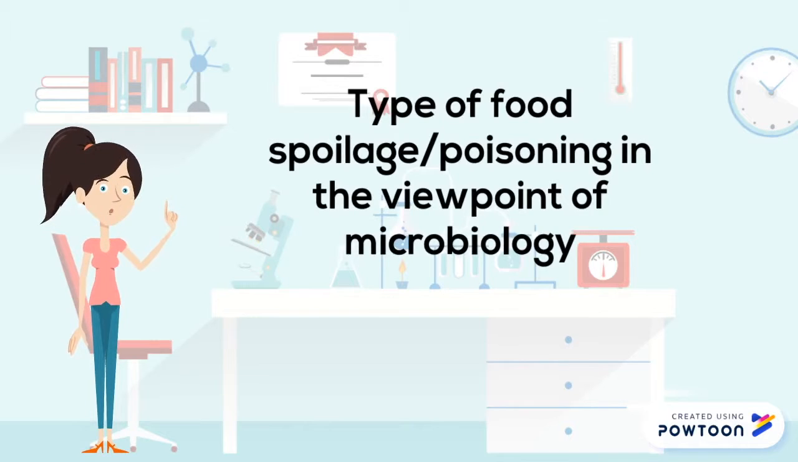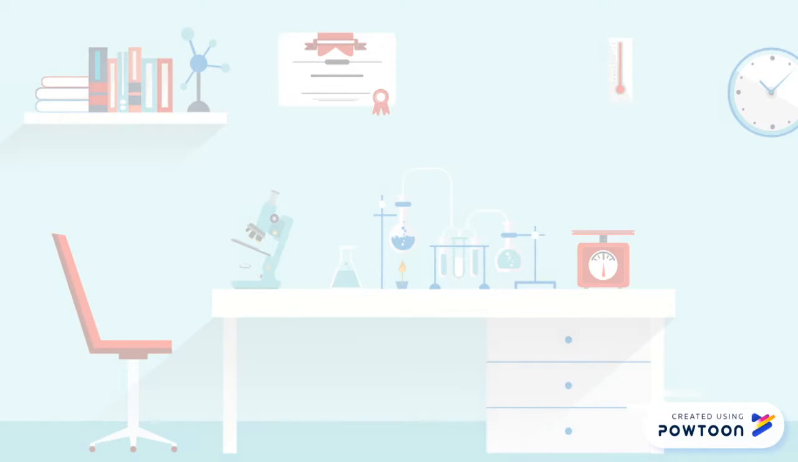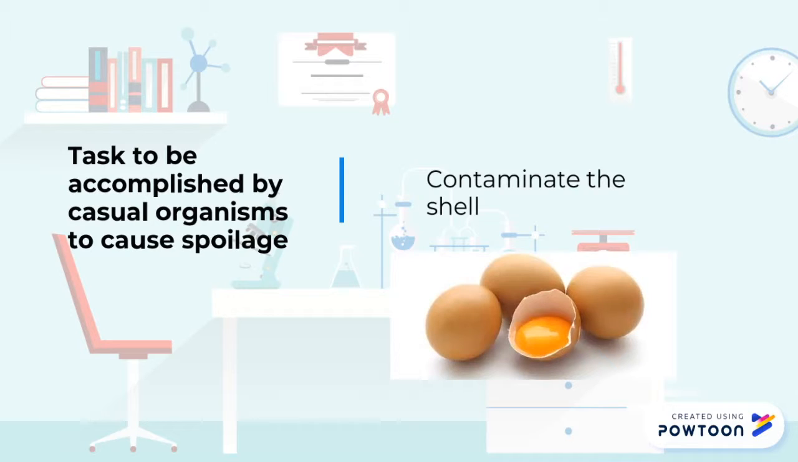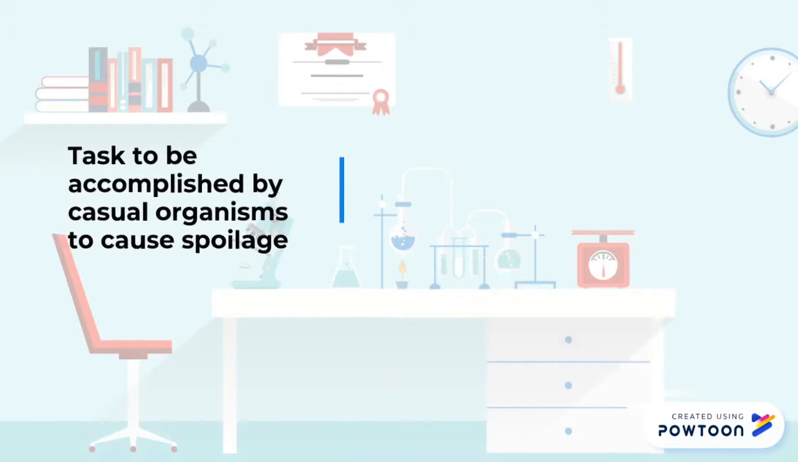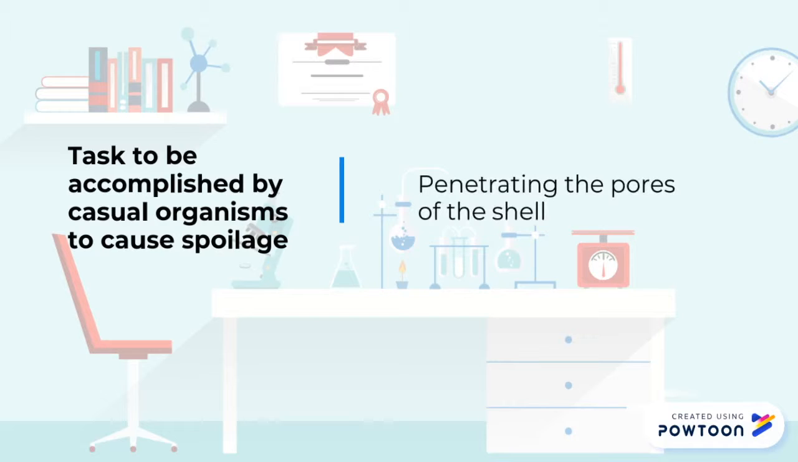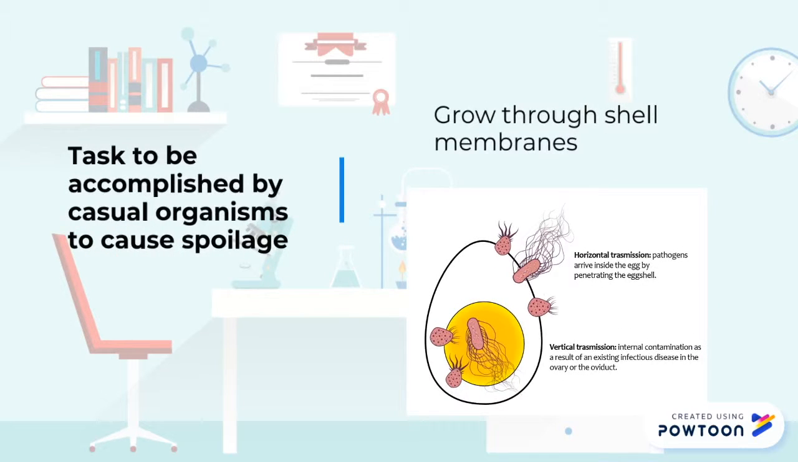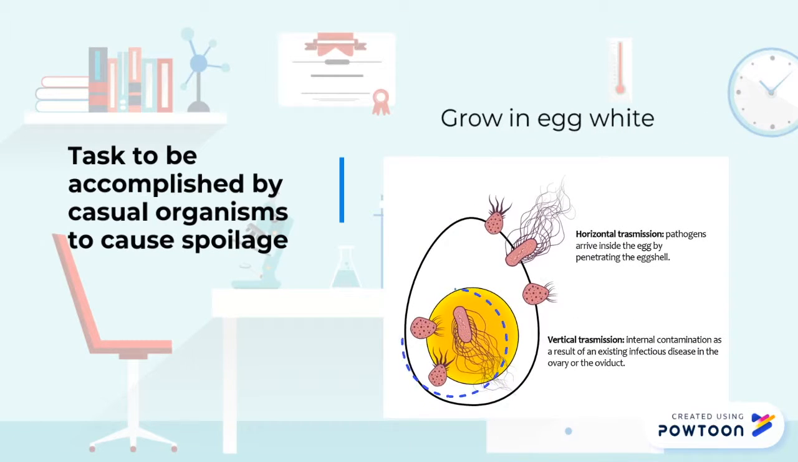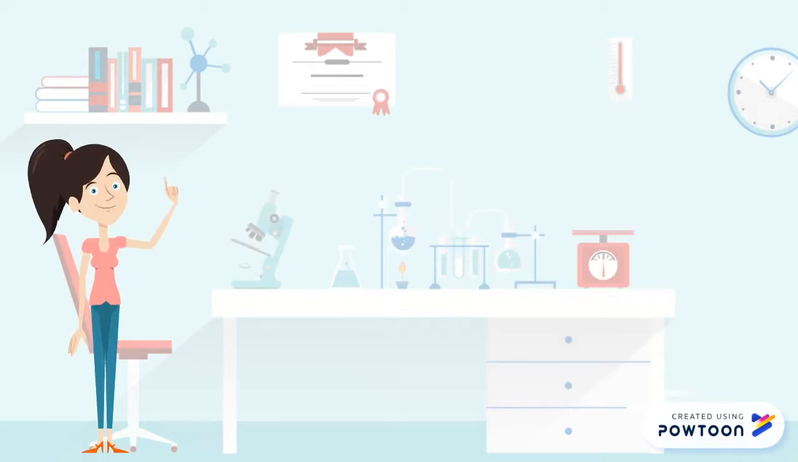Now, let's look at the type of food spoilage and poisoning from the viewpoint of microbiologists, the microorganisms involved, and the changes caused by microorganisms. There are a few tasks to be accomplished by causal organisms to cause spoilage. First, to contaminate the shell. Second, to penetrate the pores of the shell to the membrane, and the shell must be moist. Third, the microorganisms grow through the shell membrane to reach the white. And lastly, the microorganisms grow in the egg white to reach the egg yolk.